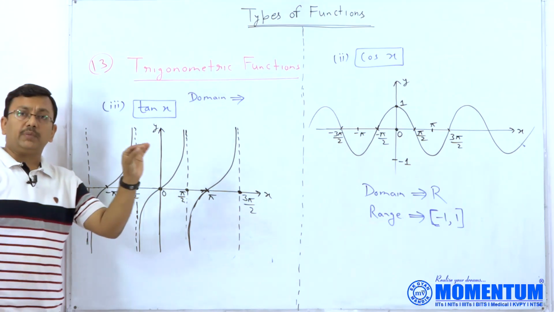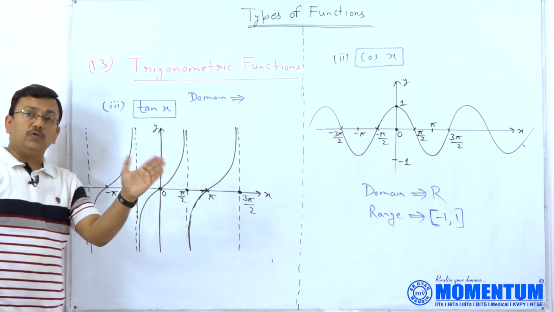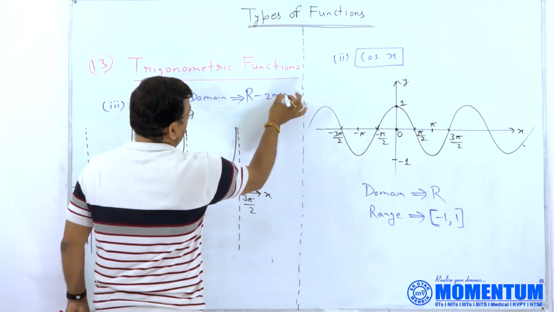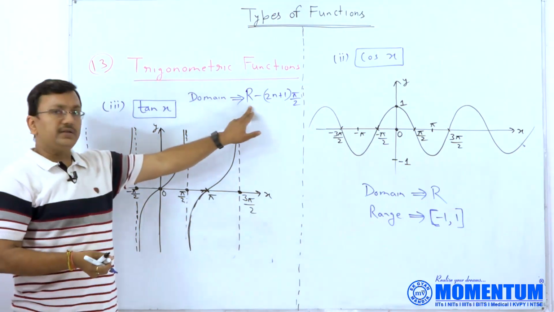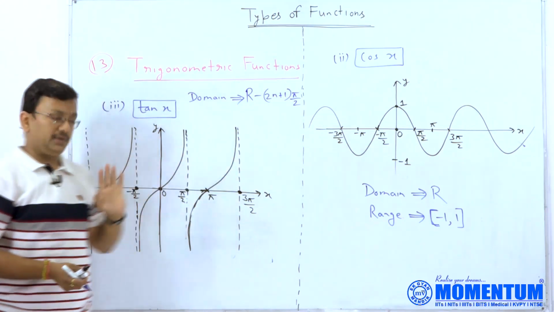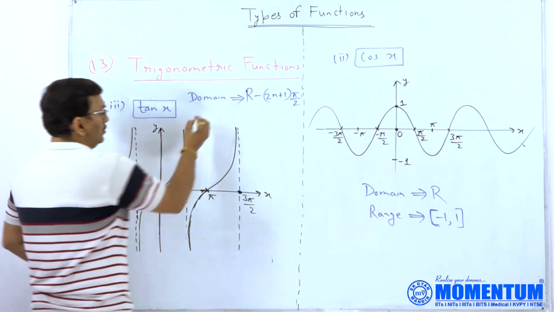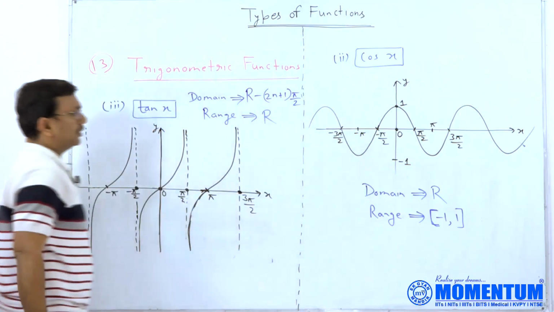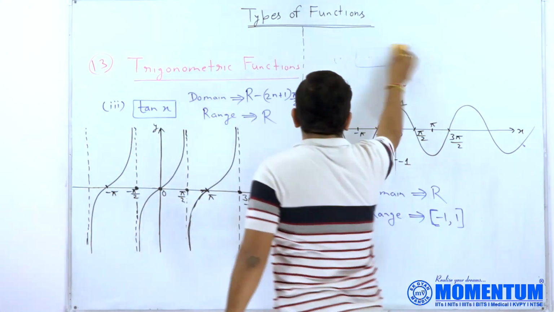So pi by 2, 3 pi by 2, may I call them odd multiples of pi by 2? Now we do not have to take those. So my domain is R minus (2n plus 1) pi by 2. From all the reals, I removed the multiples of pi by 2, which multiples? Odd multiples. Range on the y-axis: the graph is going fully down, and fully up too. So the graph is giving all the real values, so range is capital R. So this is our graph of tan of x.